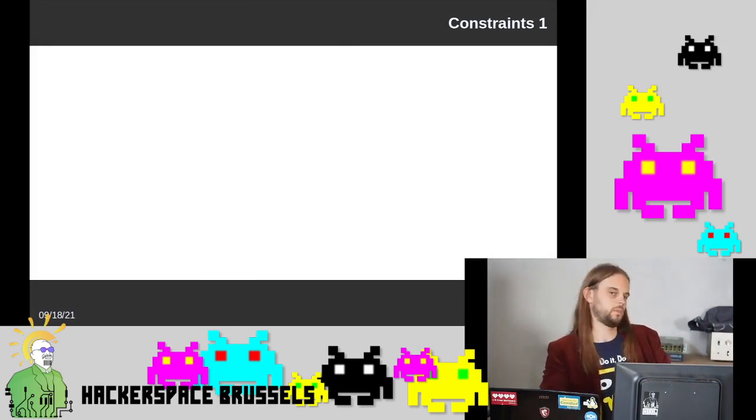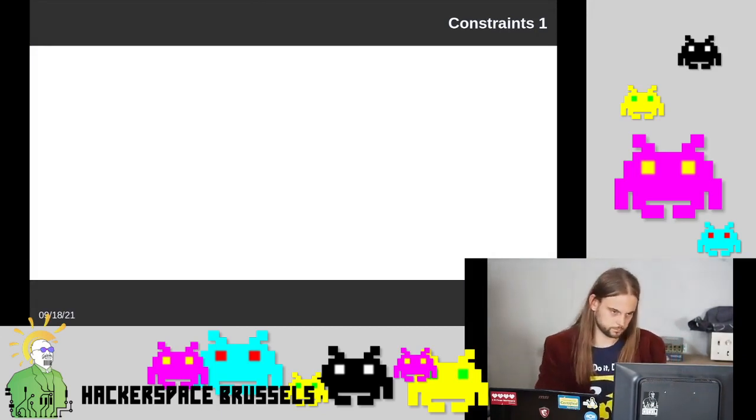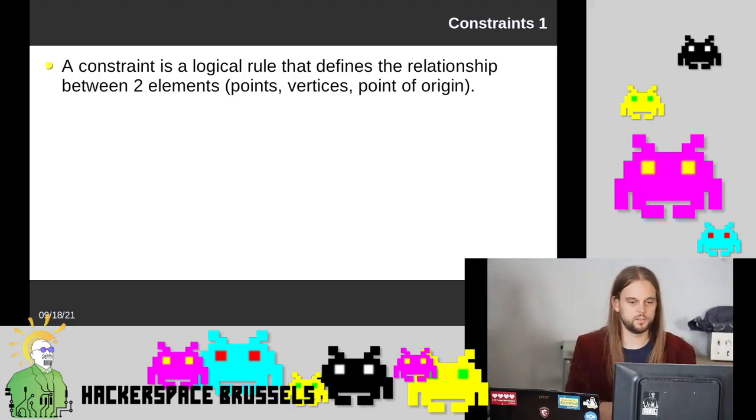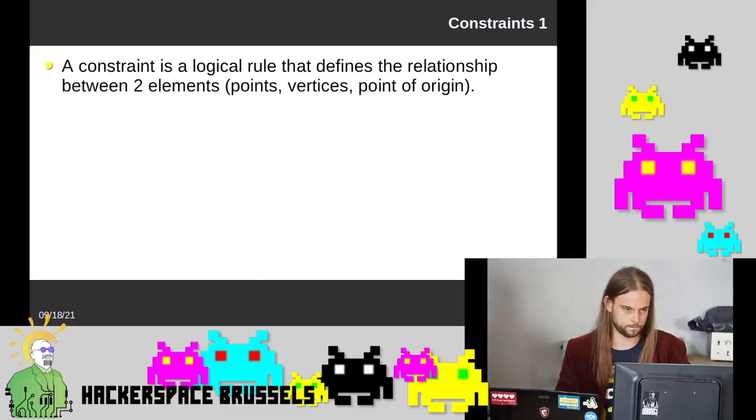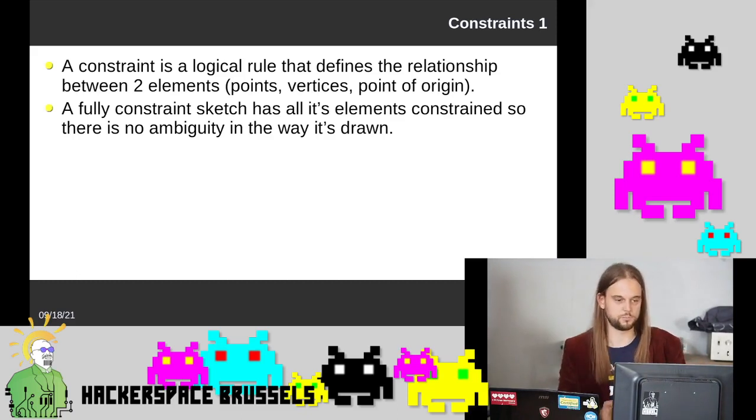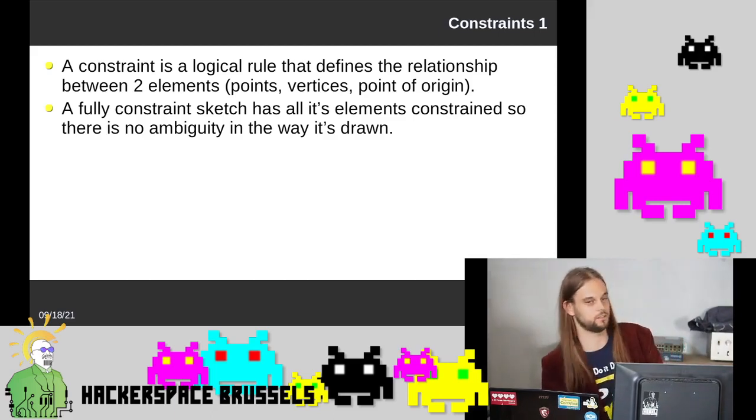Then we're gonna add our constraints. Now, what is a constraint? A constraint is a logical rule that defines a relationship between two elements, like the points, the vertices, or the points of origin. We want the sketch to be fully constrained, which means a fully constrained sketch has all its elements constrained, so there's no ambiguity in the way it is drawn.